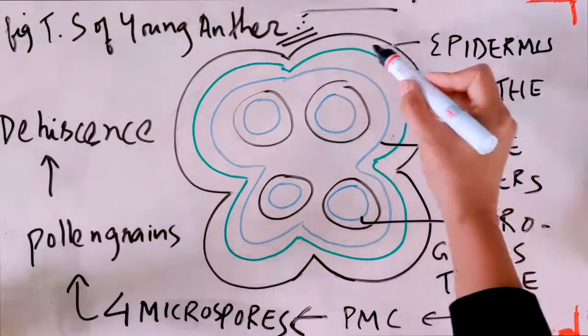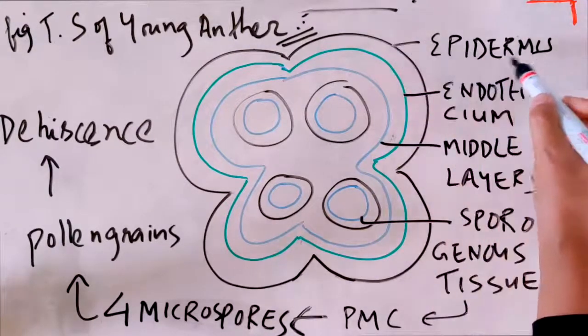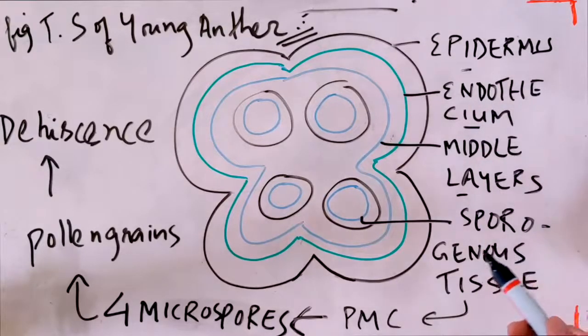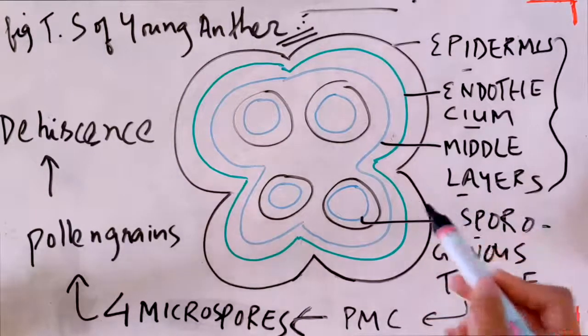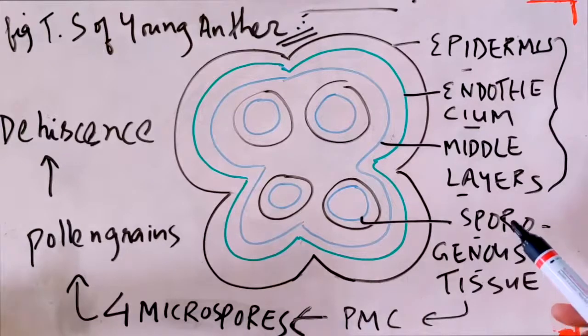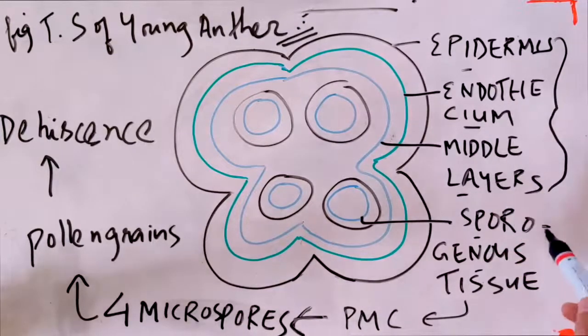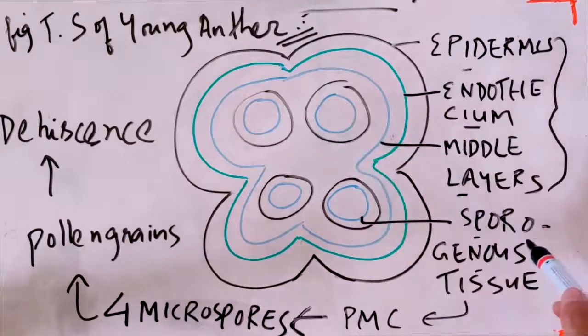Outer layer, epidermis, endothecium, middle layers, and sporogenous tissue. The outer layers have a function: they help in protection as well as dehiscence of the pollen grains. Right? And then at the center, there is the sporogenous tissue.